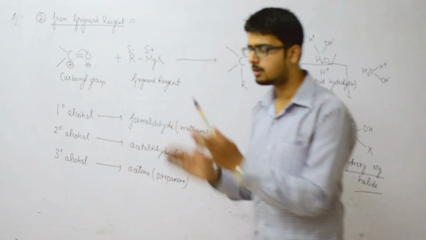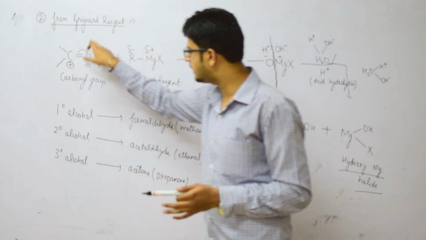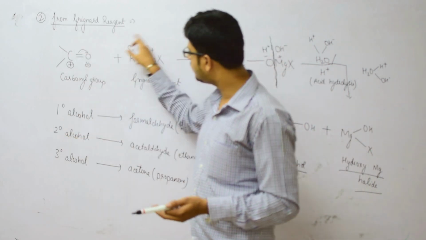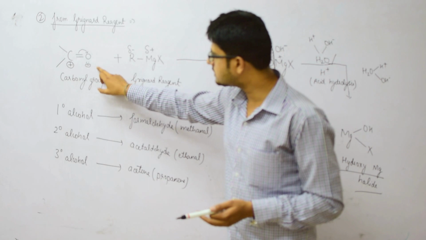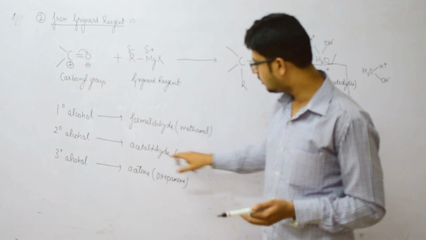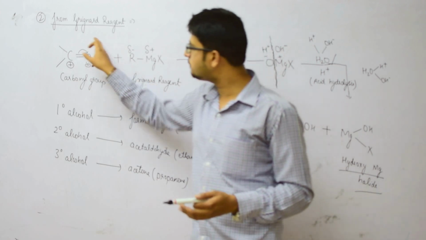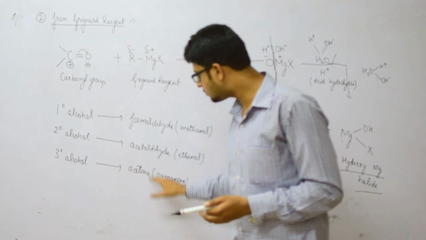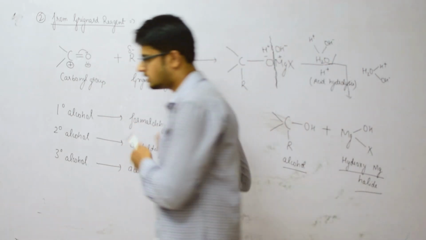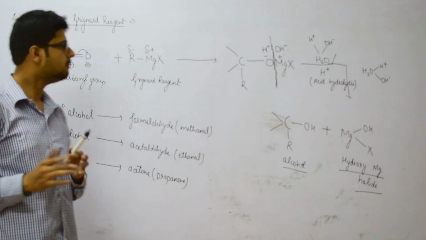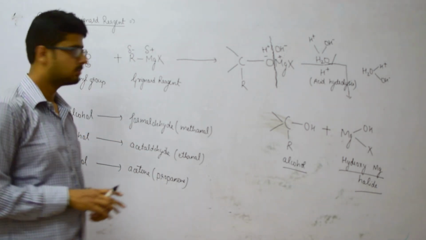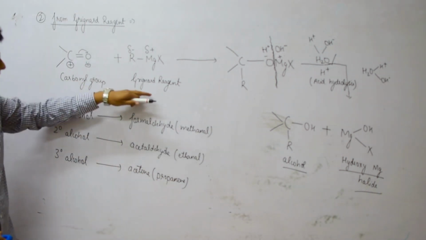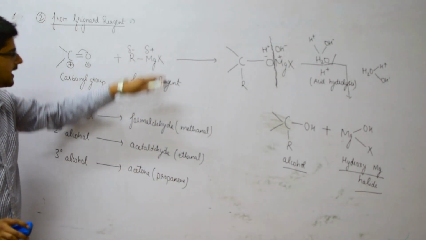When we have to prepare primary alcohol, then we will take the starting material as formaldehyde, also called methanol. When we have to make secondary alcohol by Grignard reagent, then we will take the starting material as acetaldehyde, also called ethanol. And when we have to prepare tertiary alcohol by Grignard reagent, then we will take our starting material as acetone, also called propanone. So this was the general process how we can prepare alcohol from Grignard reagent. So let us see how primary, secondary and tertiary alcohol can be prepared by taking these as starting materials and a suitable Grignard reagent.